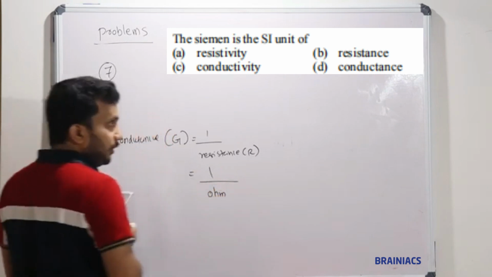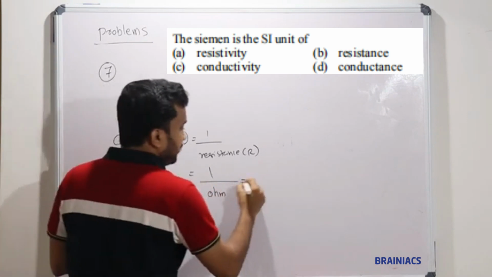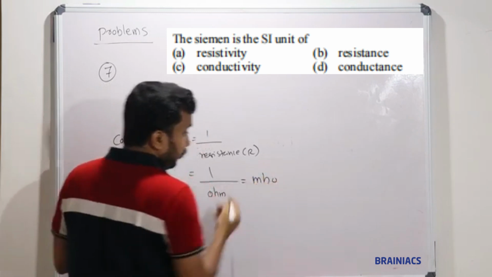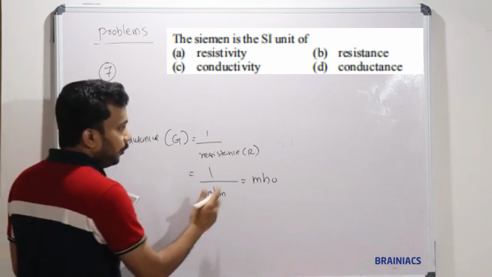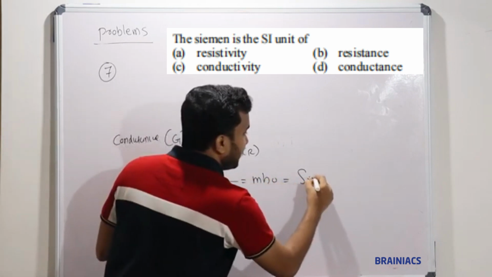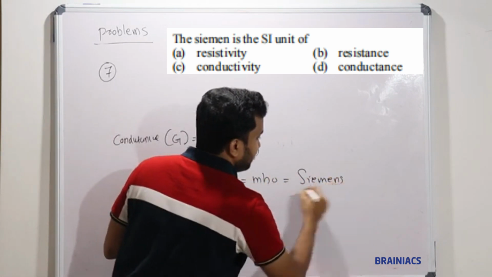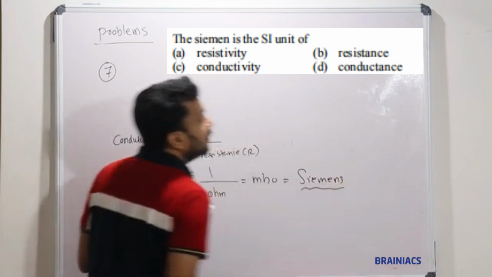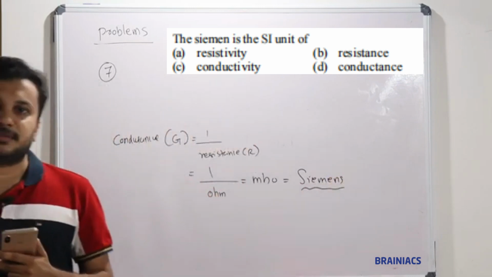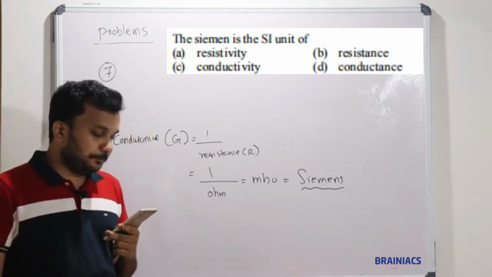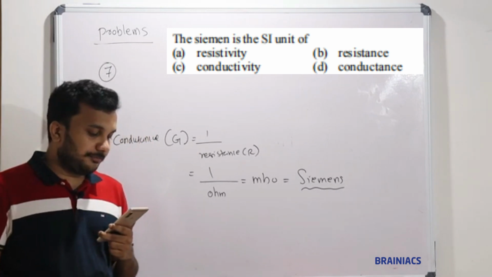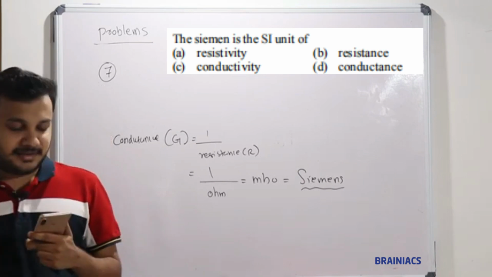The ohm is the unit of resistance. 1 by ohm is also called mho, ohm inverse, which is also called Siemens. It's a new term for you, but once you are learning physics throughout, you will come across this term. So Siemens is the unit of conductance.